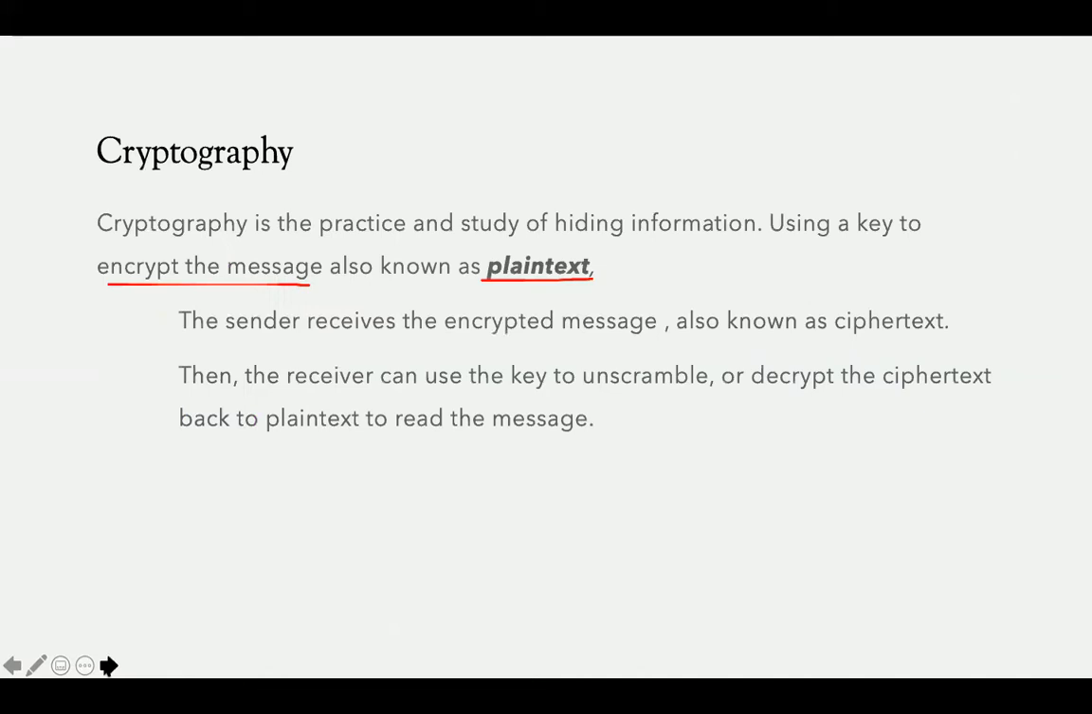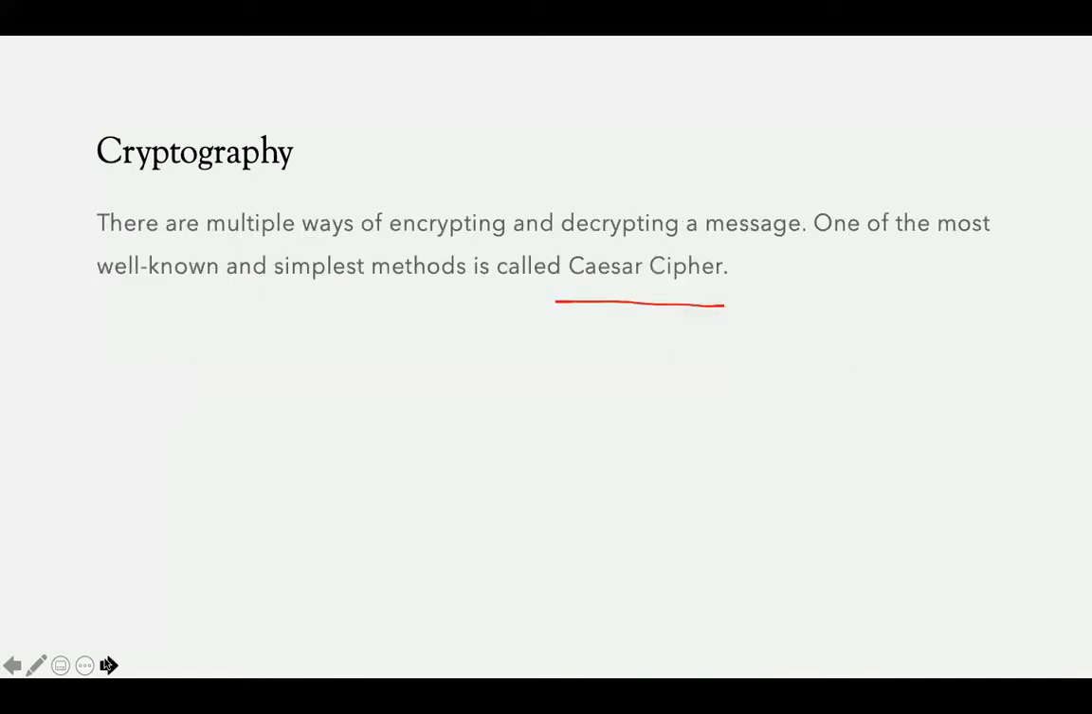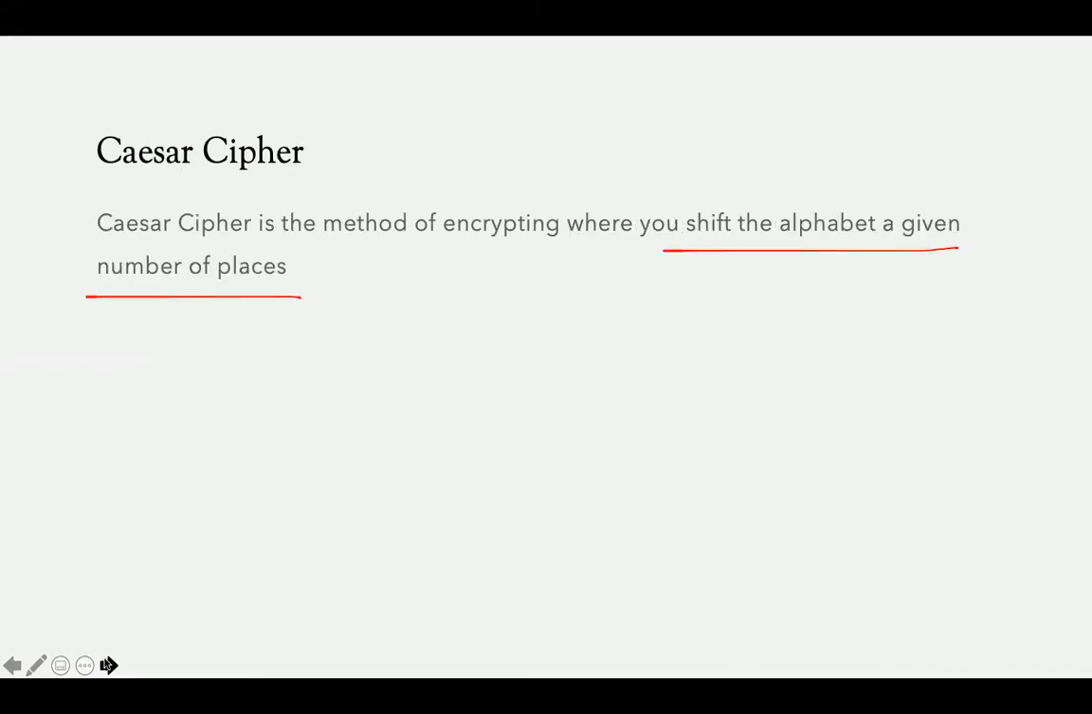So what cryptography is, again, is just a practice of studying and hiding information. We encrypt messages that we call plain text, and that plain text, after it's encrypted, becomes something called ciphertext. And you can go ahead and decrypt ciphertext to find out what the code is, which we call plain text. We talked about a couple of different ways. We talked about a Caesar cipher, and what that does is it shifts the alphabet so that we're able to encrypt and decrypt information from that.